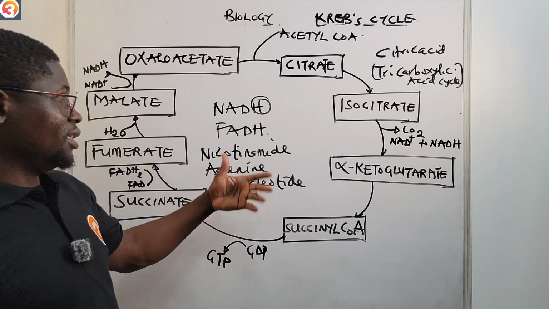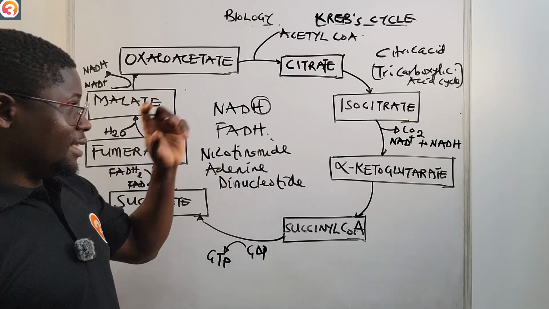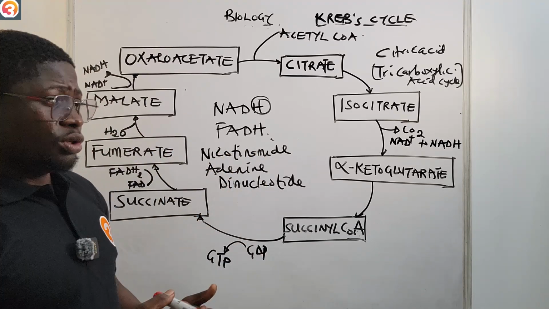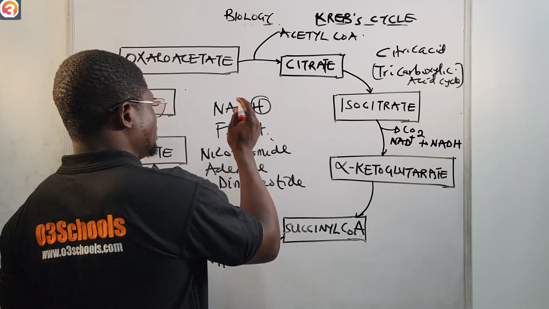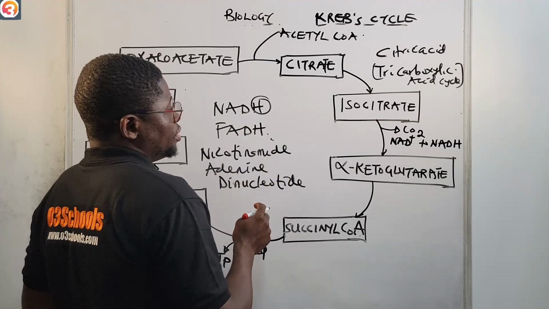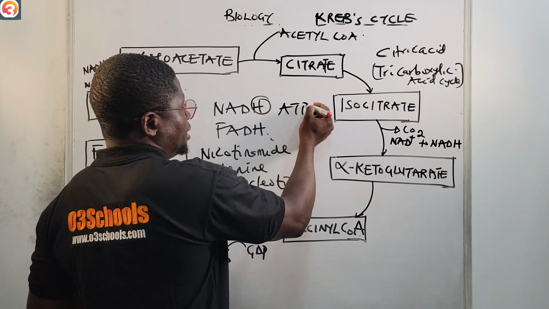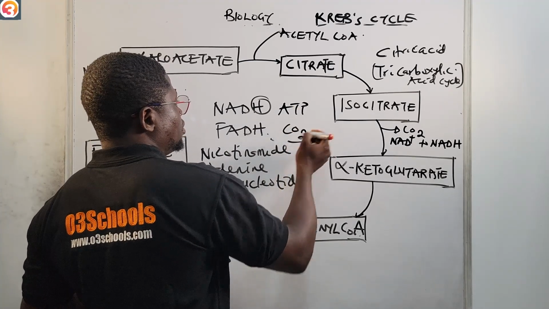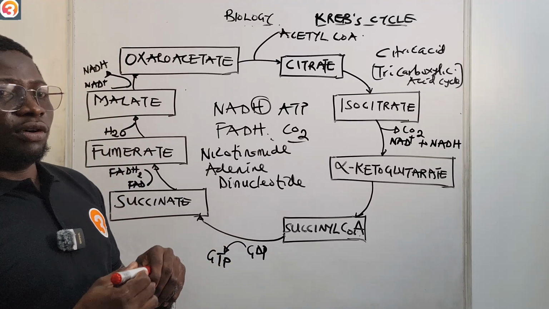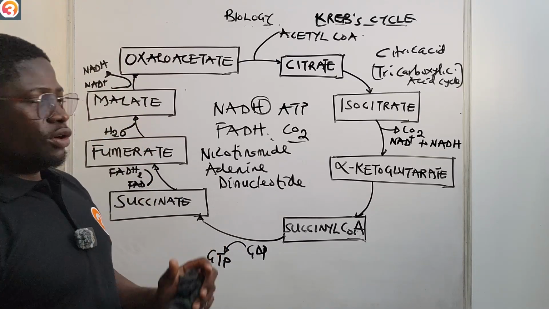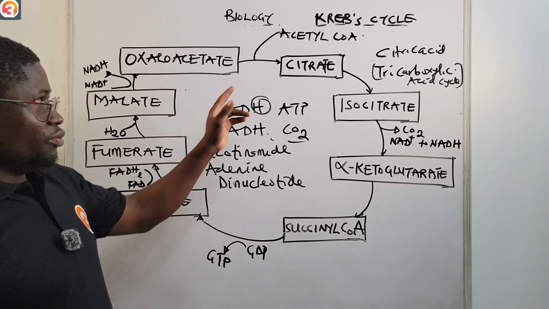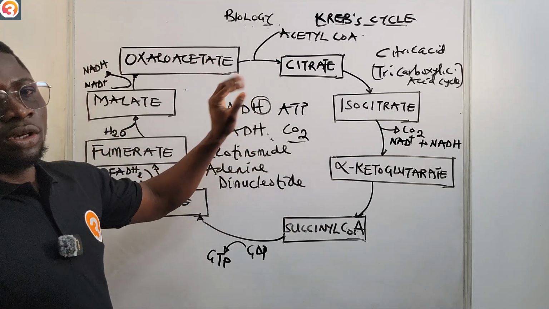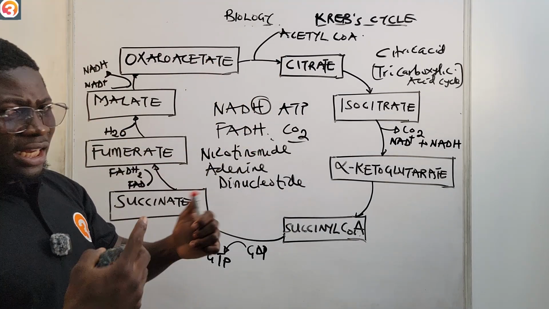So the energy is stored in these molecules, NADH, FADH. And at the end of one cycle of the Krebs cycle, we get NADH, we get FADH, we also get ATP, which is what we're really looking for, and we also get CO2, which is a waste material at the end of one Krebs cycle. So when you go from here to here, these four are what we get. Now, let us proceed.